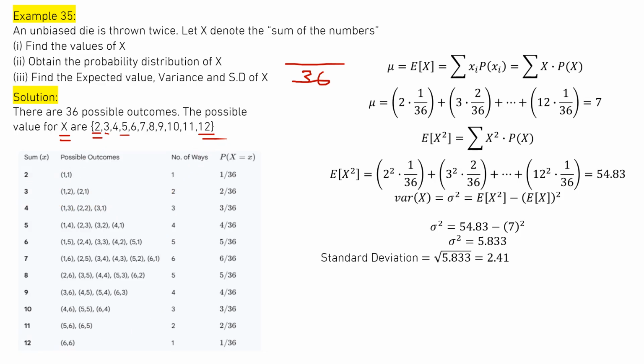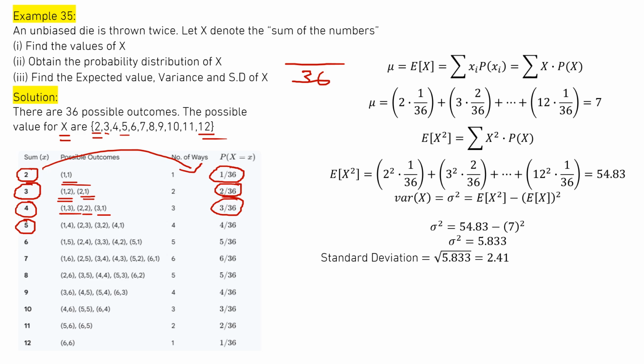As I said before, to get this option 1, 1, the probability value will be 1 by 36. So the random variable is 2, and the corresponding probability value is 1 by 36. What is the next random variable? 3. So 3 means what? Either we obtain 1, 2 or 2, 1. So to obtain 1, 2 or 2, 1, what is the probability? 2 by 36. For obtaining 4, we have 3 options: 1, 3, 2, 2, 3, 1. So the probability will be 3 by 36.